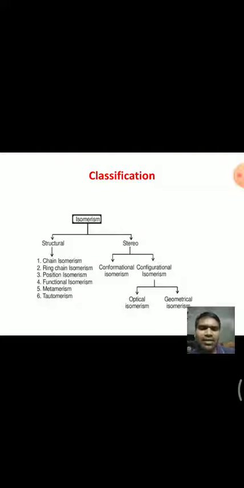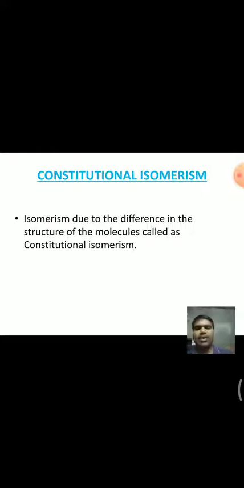In this class we are going to deal only with structural isomerism or constitutional isomerism. We will go through each and every isomerism, that is chain, ring chain, position, functional group, tautomerism and metamerism. First of all, what is structural isomerism or constitutional isomerism? The isomerism due to the difference in the structure of the molecule is called constitutional isomerism.